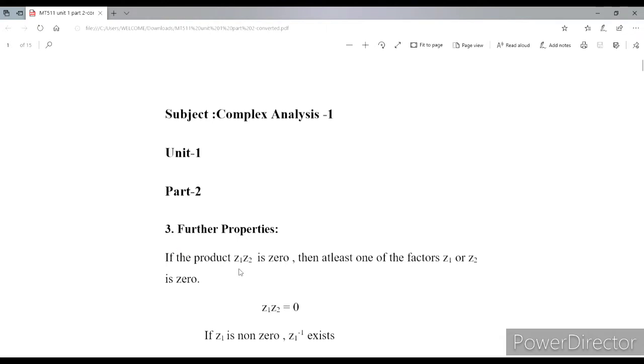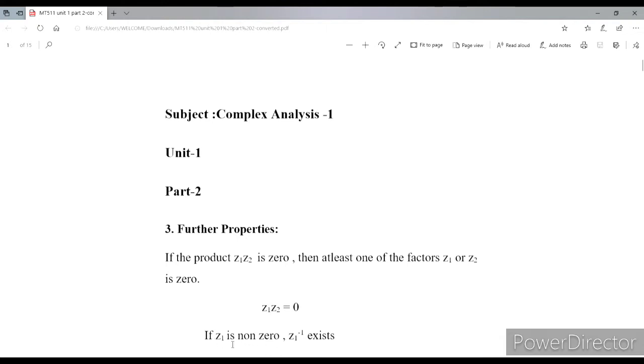If the product of two complex numbers Z1 into Z2 is 0, then at least one of the factors Z1 or Z2 is 0. As in real, we have this statement. We know that if x1 into x2 is 0, then either x1 or x2 is 0. Given now Z1 into Z2 is 0. If Z1 is non-zero, we have to prove either one of them is 0.